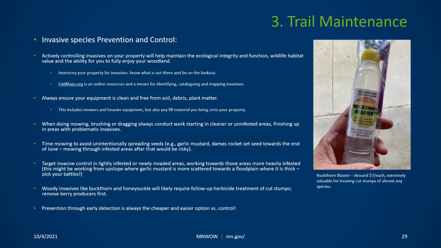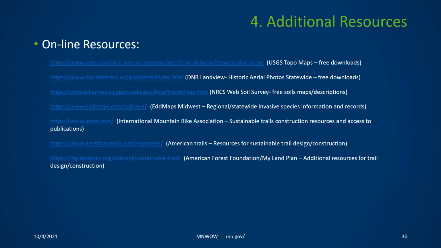And then the final note is just prevention through early detection is always the cheaper and easier option versus control. So those are just a few notes there. And with that, I'm wrapping up here. This last slide is just some online resources. I know this is recorded, so everybody can take their time and take a look at each of these. But some good resources, like I said, USGS topo maps, LandView, Web Soil Survey. There's the EDDMapS link there for invasive species and some other trail resources.